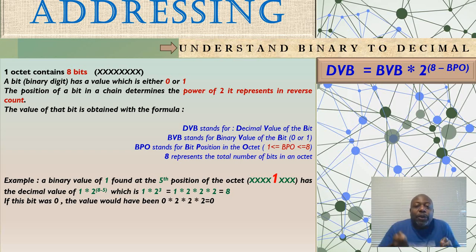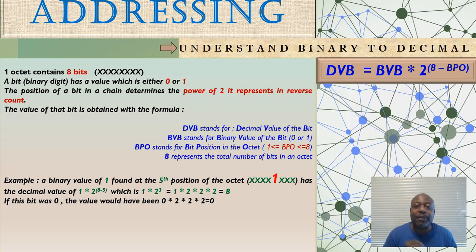So how are we going to determine the decimal value of that bit? It's going to be the binary value of that bit, which is 1. Remember, it should be 1 or 0, but in this case it is 1, times 2 at the power of 8, 8 being the size of an octet, minus the position of that bit in the octet. What's the position of the bit in the octet? 5. So it's going to be 1 times 2 at the power of 3. 3 is 8 minus 5, right? And when we do the math, the value is 8.